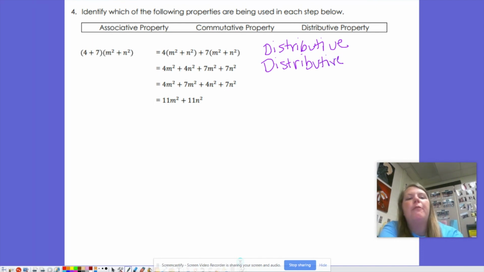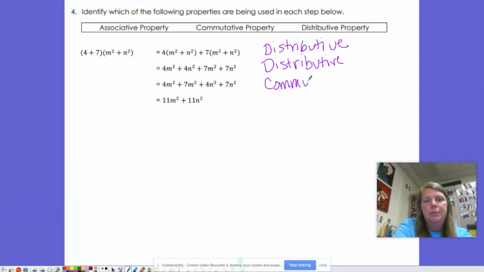And then if we look at the change from step 3 to step 4, it looks like all that happened was the 7m squared and the 4n squared switched places. And anytime terms switch in multiplication or addition, that is the commutative property. And then the last one there, just combining like terms. It's not necessarily one of those 3 properties.